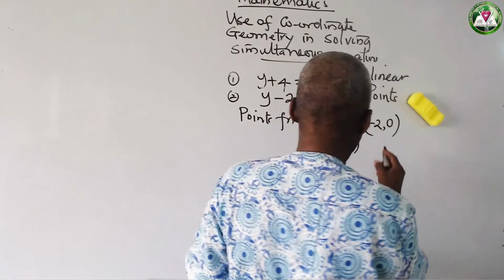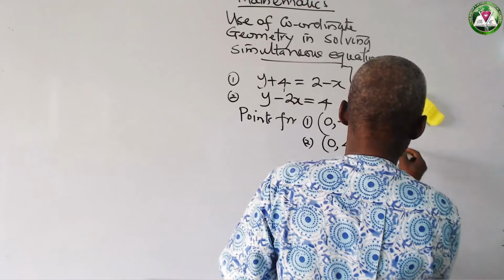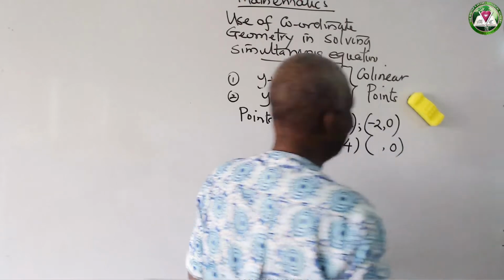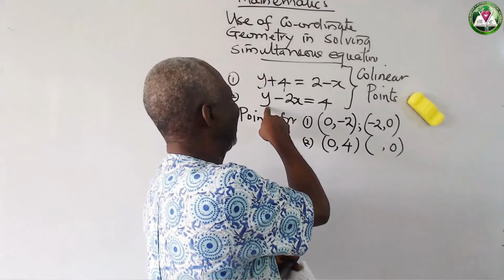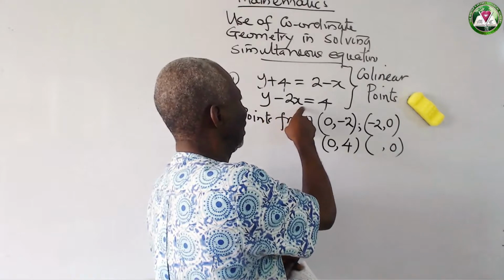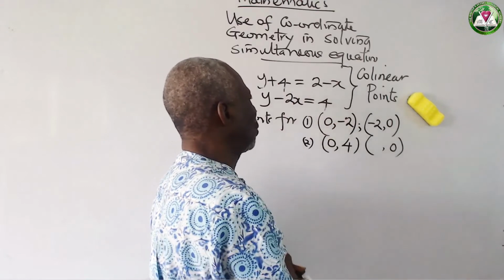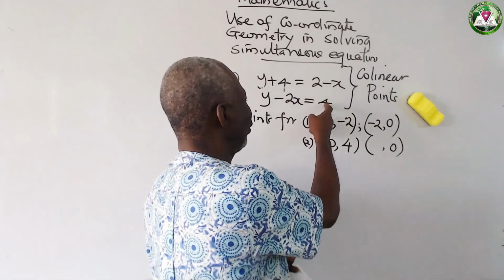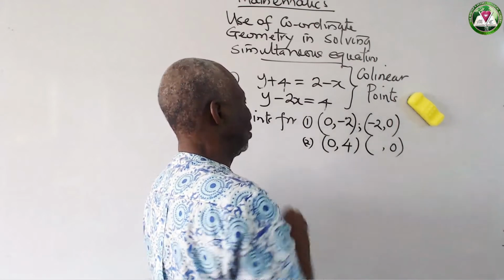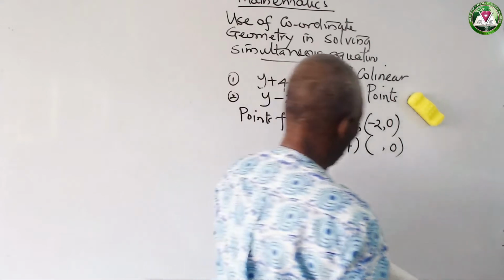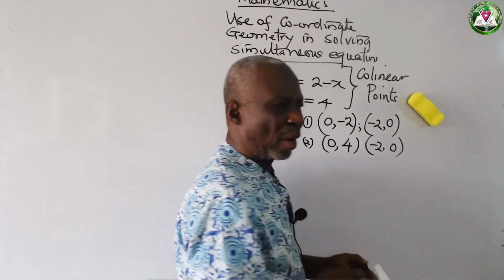Now we go again. This time around, we are going to let y be 0. If y is 0, then what will become of x? Put 0 here for y, then you have 0 minus 2x is equal to plus 4. Transfer minus 2x to the right-hand side, it becomes plus 2x. Then plus 4 will go to the left-hand side and become minus 4. If 2x is equal to minus 4, then x is equal to minus 2. So that is what we have.